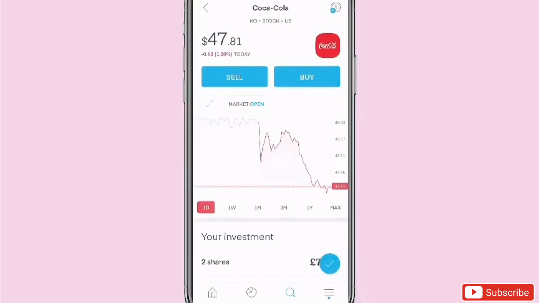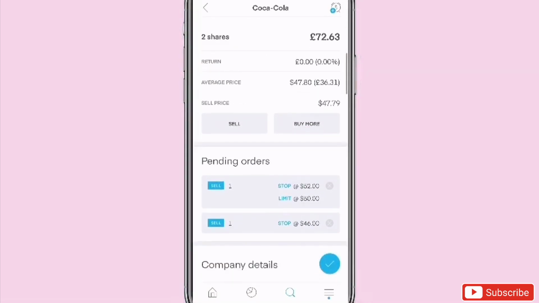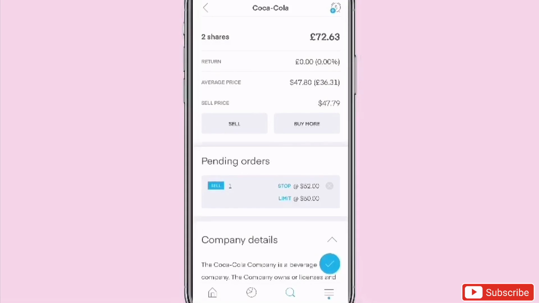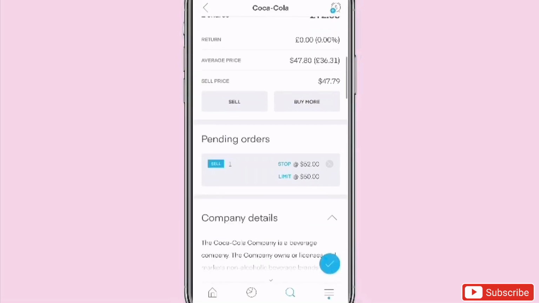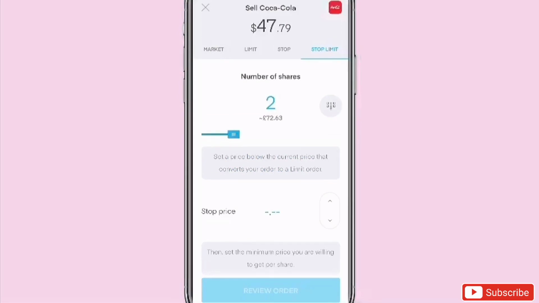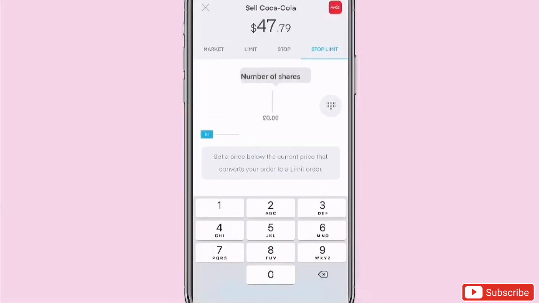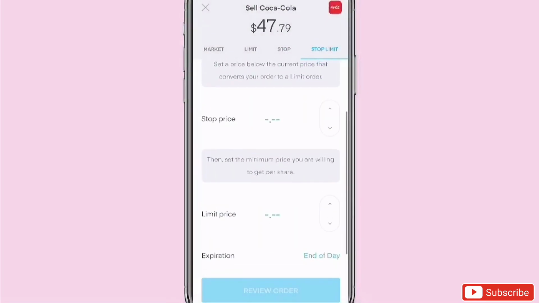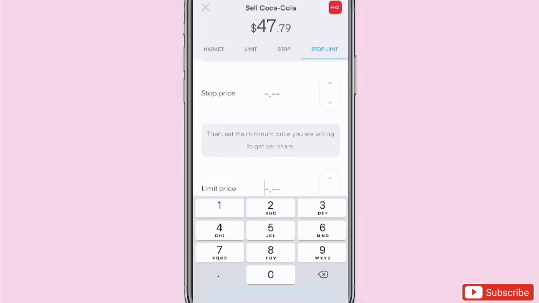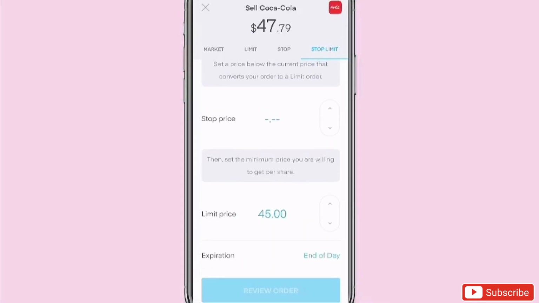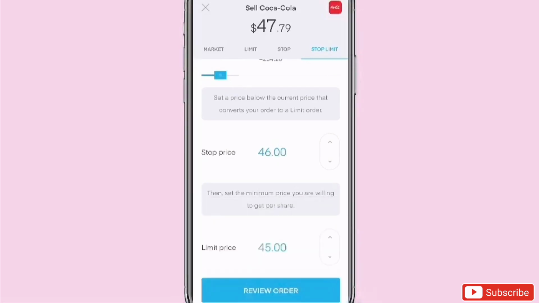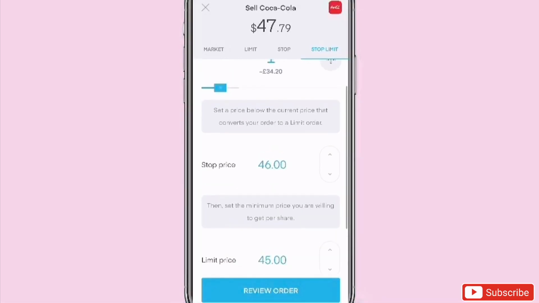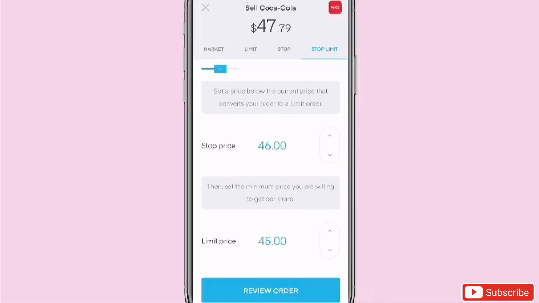So now if Coca-Cola gets up to $52, we'll cancel this one from earlier. If it gets up to $52, it will activate a sell and it will try to sell anywhere between $52 and $50 for me. And the same again if you didn't want to take any less than $45 for this, I could put in 1 share here. And my very, very minimum I was willing to take was $45, and I wanted this to execute when it hit $46. So if this drops to $46, it's now going to begin to sell my shares, and the very least it will sell for is 45.